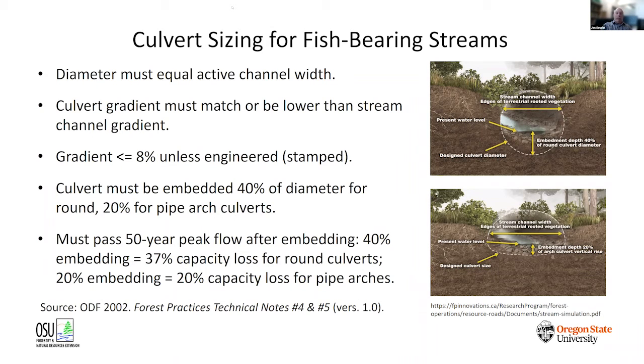But like I said, be aware that the ODF guidance, and ODF is working with the Oregon Department of Fish and Wildlife on this, is evolving. And so again, if you think you're going to be replacing culverts, and particularly if they're a bigger culvert, keep in close contact with your ODF stewardship forester, because they will be aware of what changes are likely to be on the horizon, and will help you resolve any potential problems.